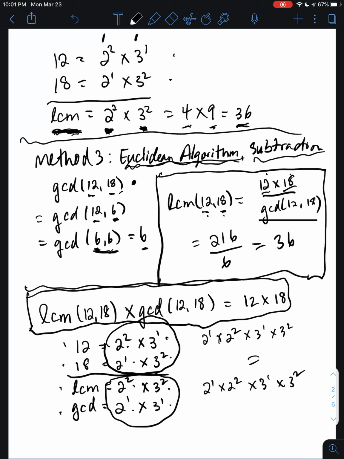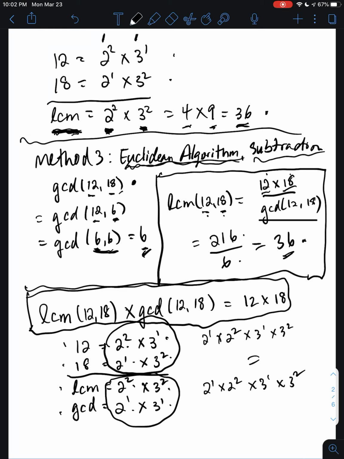So the LCM of 12 and 18 is 12 times 18 divided by GCD of 12 and 18. So we can calculate 12 times 18 is 216, and the GCD we know from over here is 6, and 216 divided by 6 is 36. So that agrees with the LCM that we've gotten by previous two methods, and in this case it's quite efficient. So the Euclidean algorithm is a very efficient way to calculate the LCM. If you have factor trees available, they're probably the easiest, but if you don't have them available, I would use the Euclidean algorithm method that I just showed you.